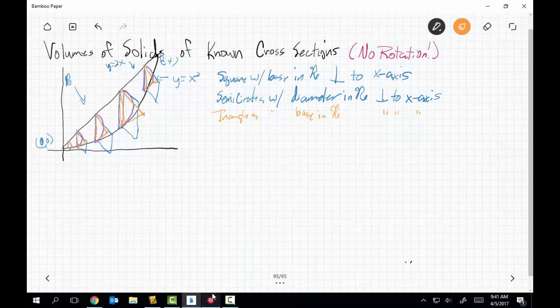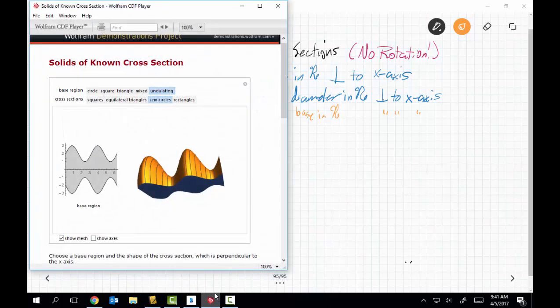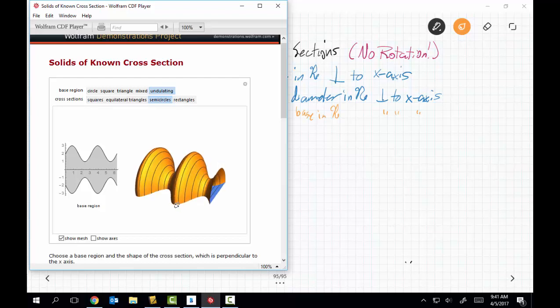And then I have this little handy applet called Wolfram. Look at this. Love this applet. So look close. What we have is a region. This is the base region. This is in the xy plane. And then, perpendicular to the x-axis, we have semicircles. So if you look at this object, it almost looks like an urn, doesn't it? Isn't that awesome? So here's my base.